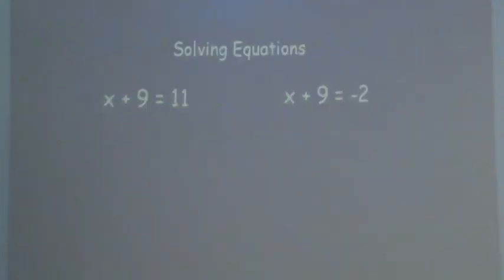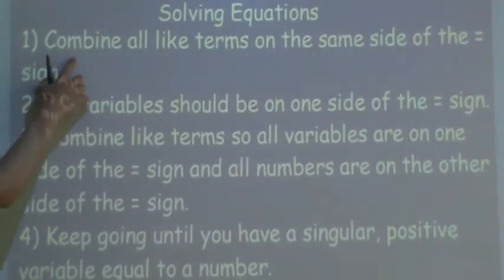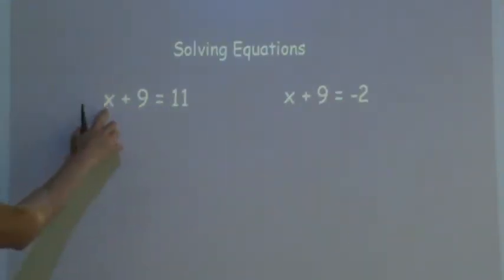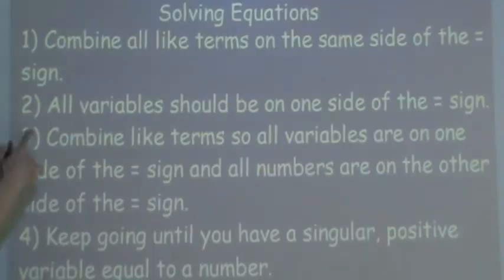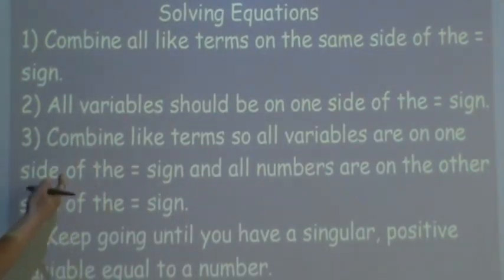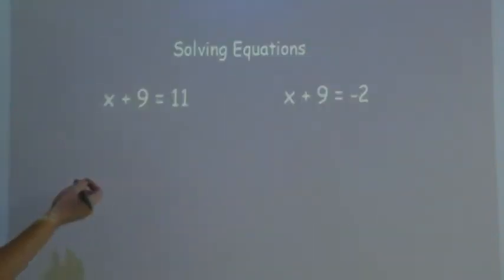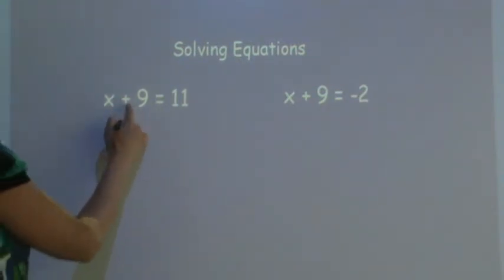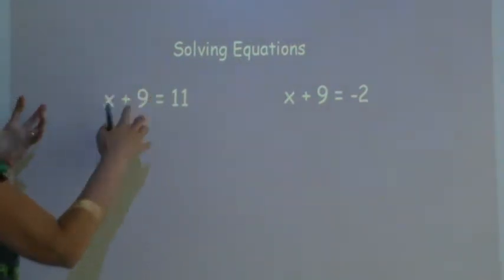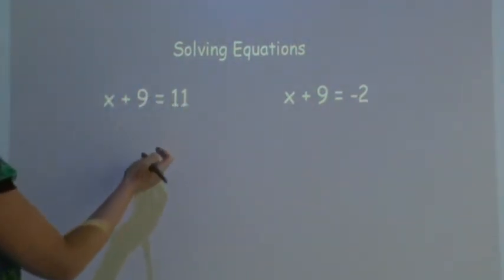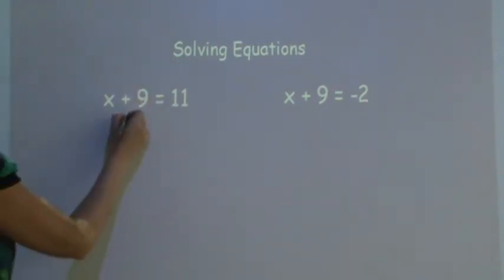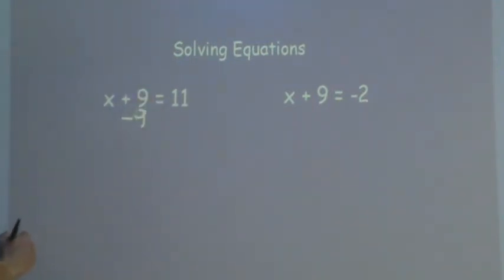Okay, so a lot of those steps we can skip, right? Combine all like terms on the same side of the equal sign. Okay, done. All variables should be on one side of the equal sign. Done. Combine like terms so all variables are on one side and all the numbers on the other. Okay, so that's where we got to start. Let's leave our variable here. Okay, so if it's x, if it's an unknown plus 9 equals 11, then to undo that, I'm going to minus 9. Okay, we did this before.